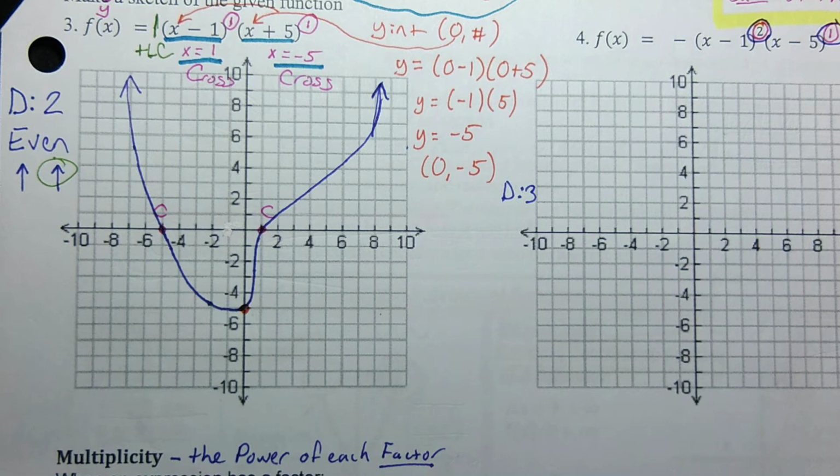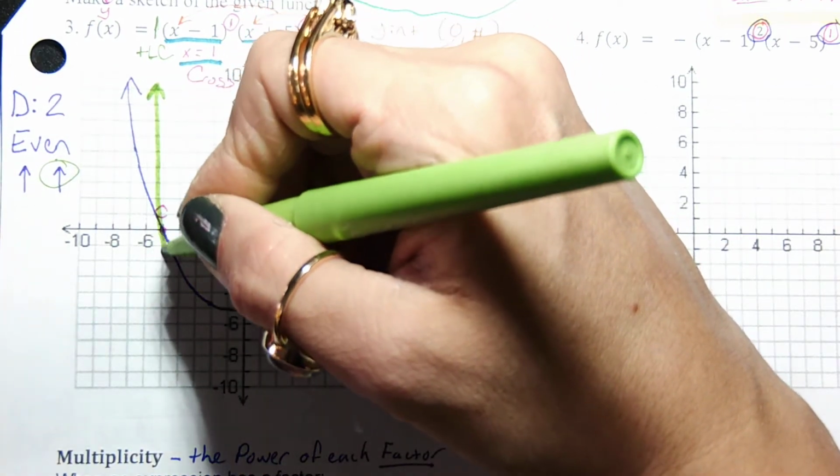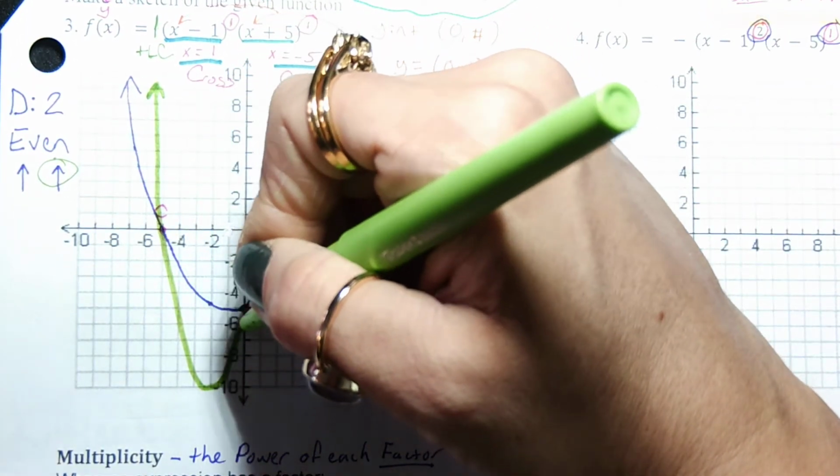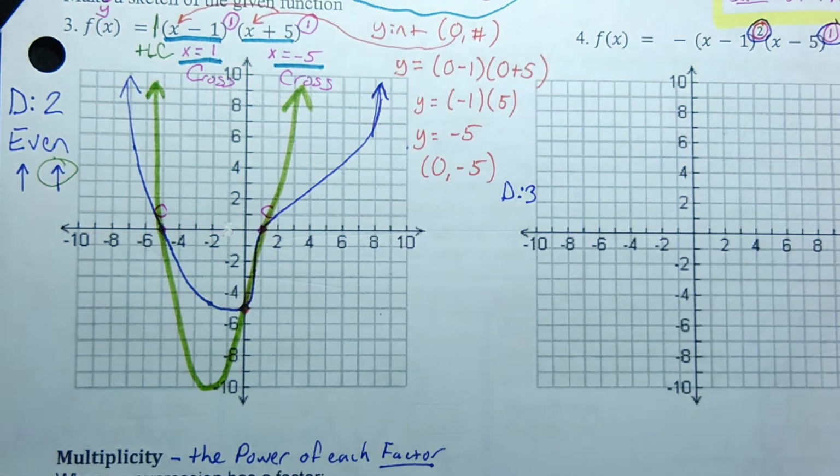Is this the definite way that function looks? No, but it's a fairly decent picture. Now, I'm going to draw another possibility. Maybe it looks more like this. It crosses, it goes way down there. It comes back up, and maybe it just goes straight through. Both of these are possible sketches.